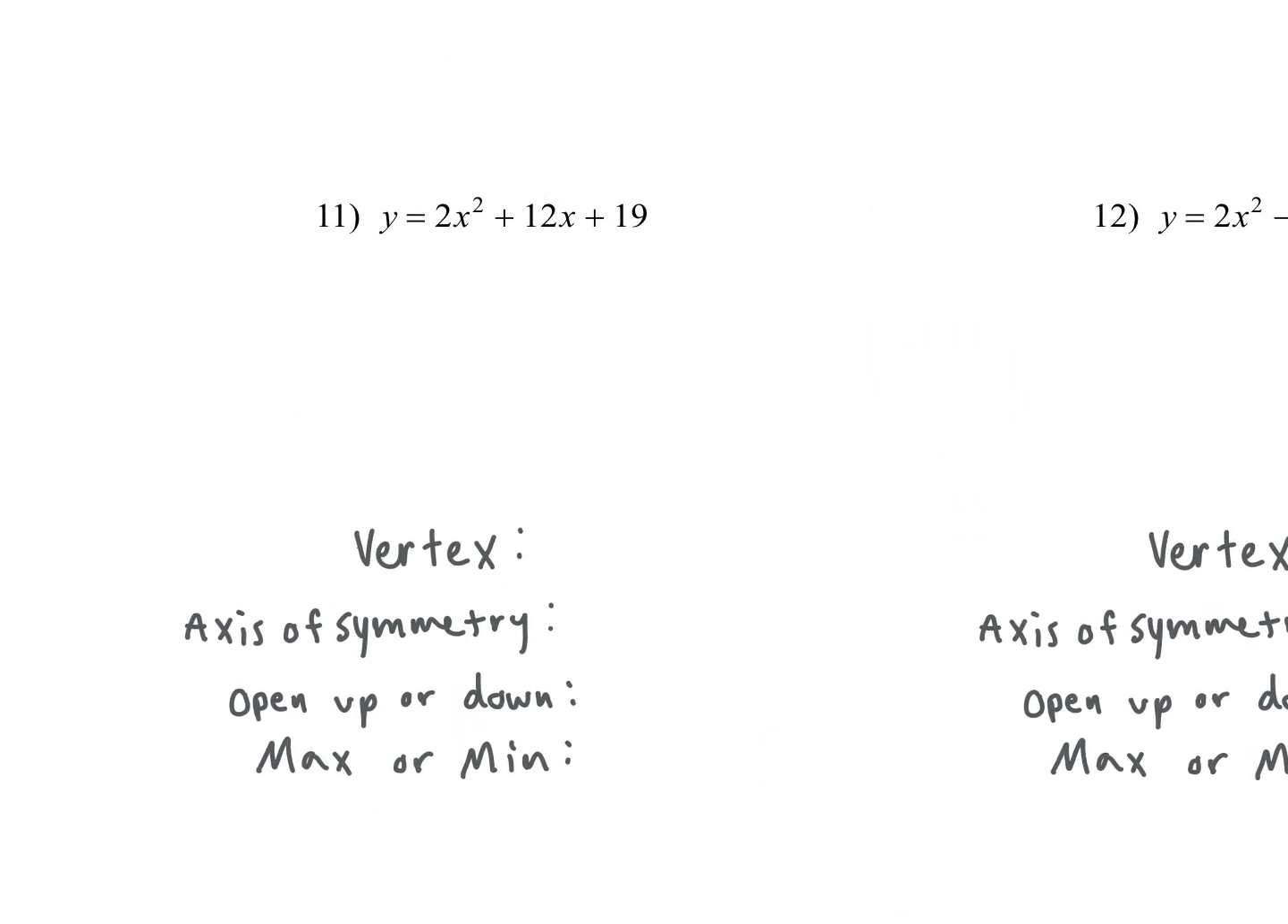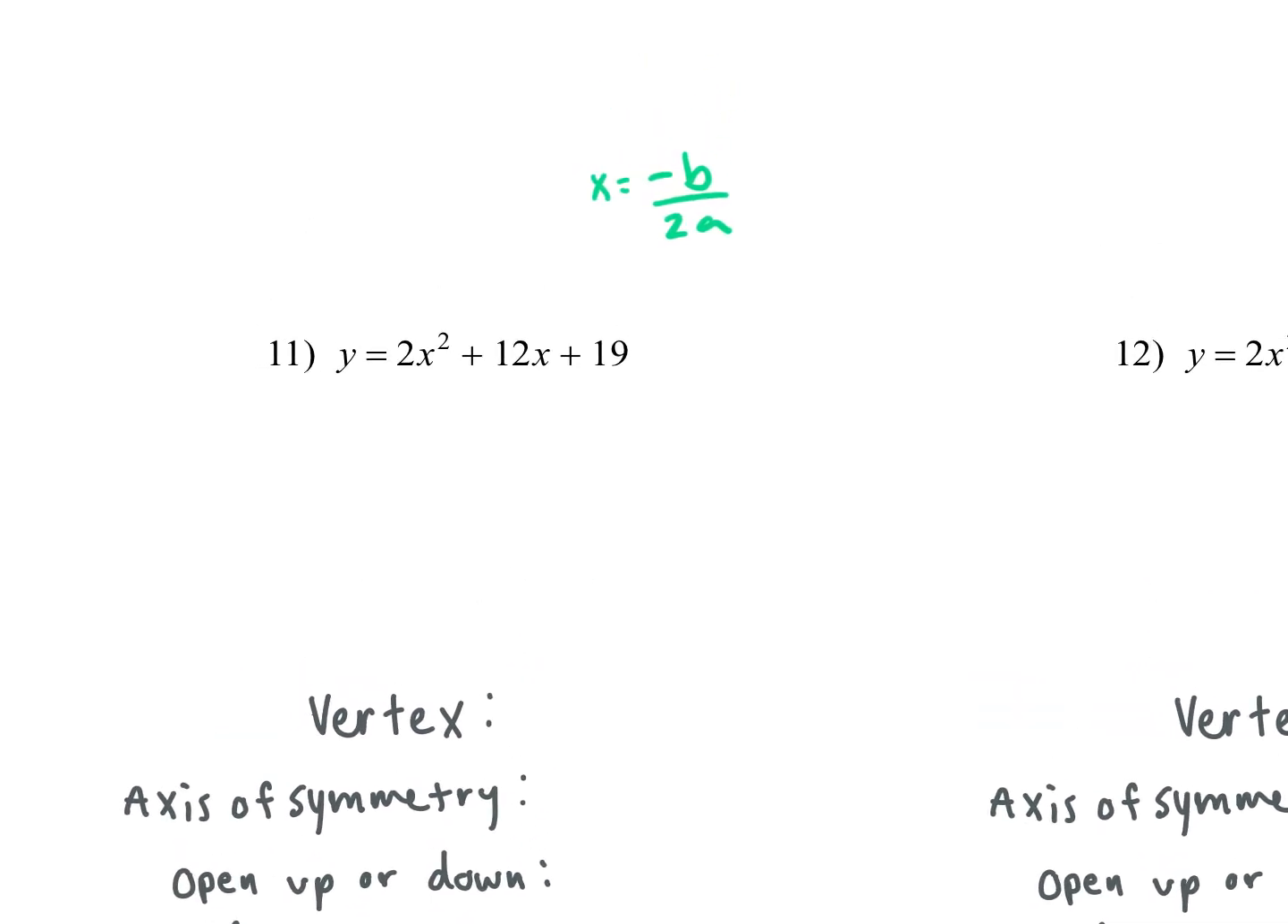What's that little formula that I need to know to find my axis of symmetry? Awesome. x equals -b over 2a. And to find what a and b are, my equation is going to look like a times x squared plus b times x plus c. So whatever's in front of the x squared is your a, whatever's in front of the x is your b. We don't care about c.